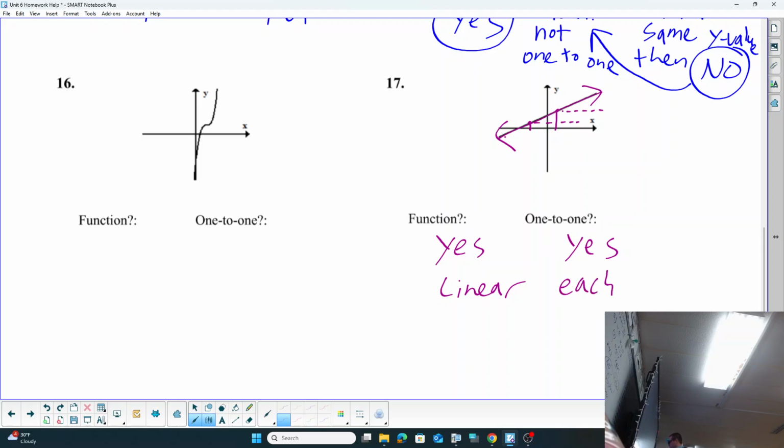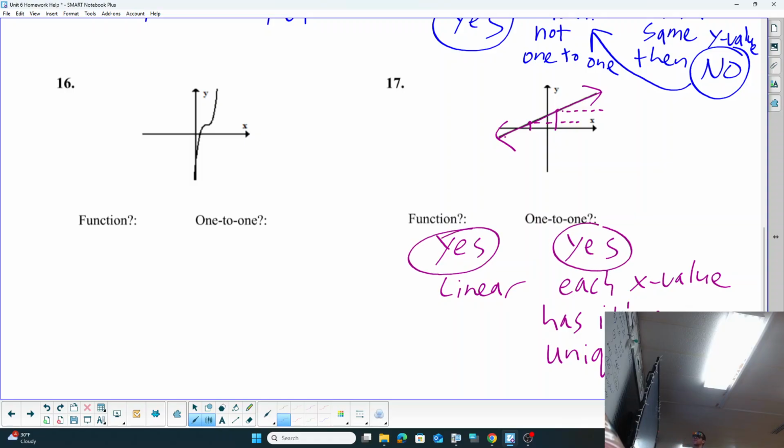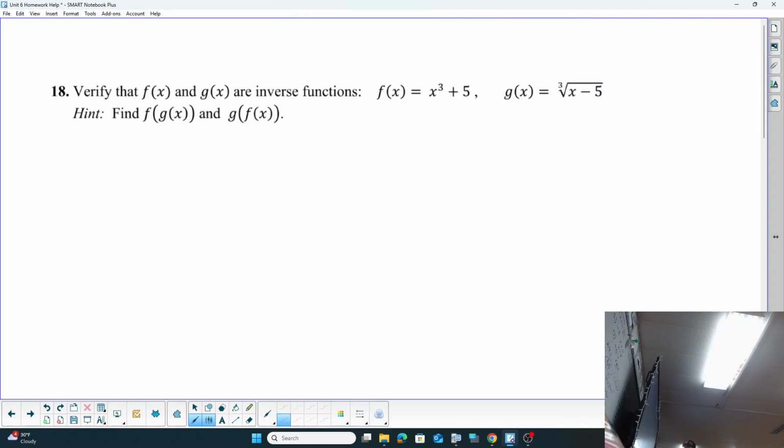Each x value has its own unique y value. Woo! There we go. I like it. So yes and yes. So give 16 a try. I'm pretty sure that that's yes, a function, also one-to-one, just like 17.